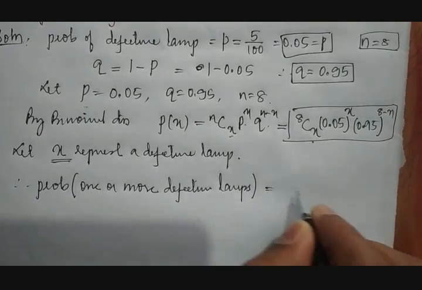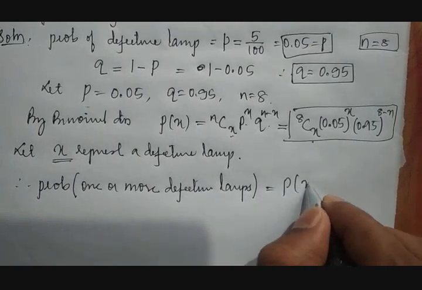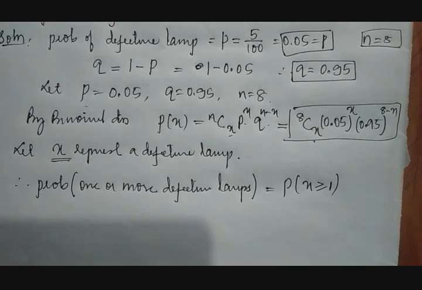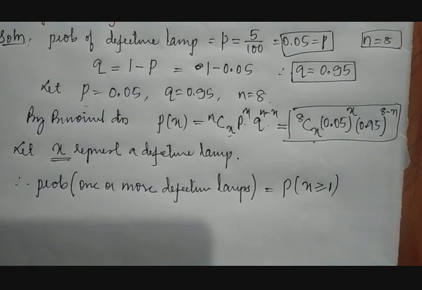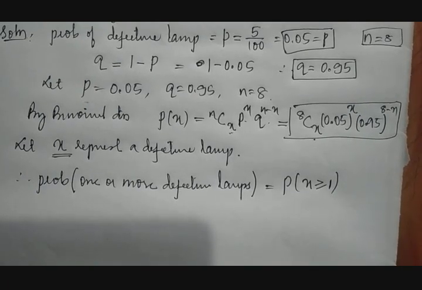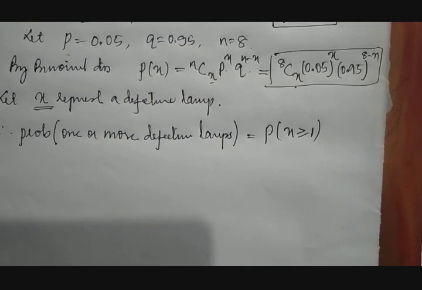Okay, what is that? One or more defective means what? Probability of x greater than or equal to 1. One or more means minimum 1, more than 1 also. More than 1 means how many? Total how many bulbs are we taking for inspection? 8. Means minimum it will be 1, or it may be 2, 3, 4, 5, 6, 7, or 8 also.